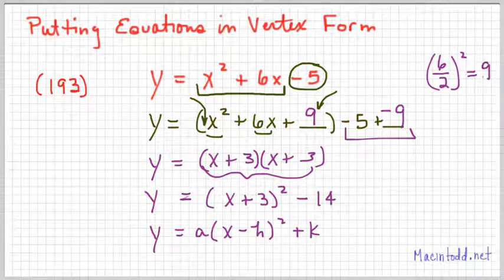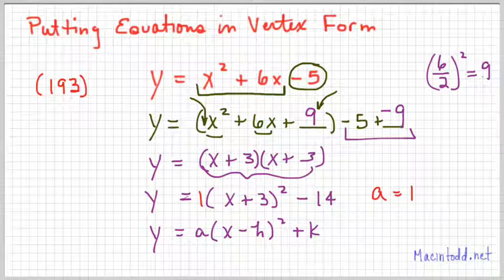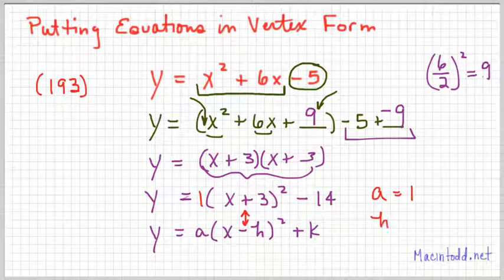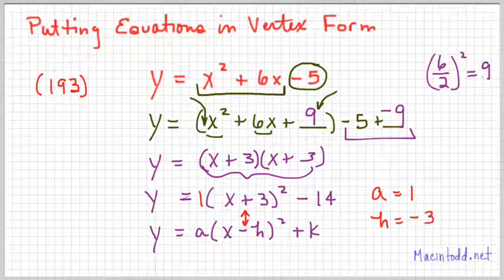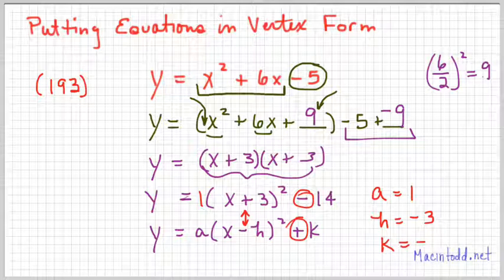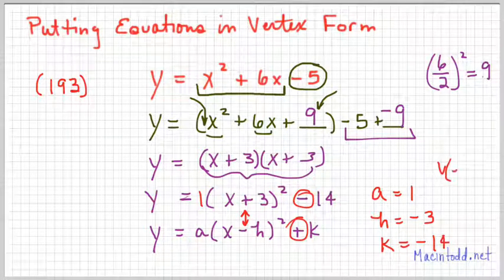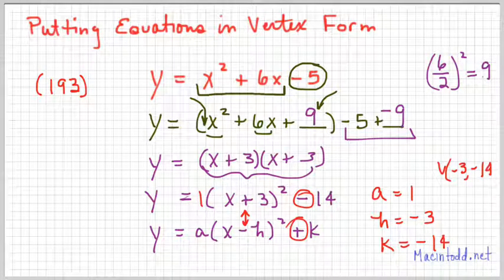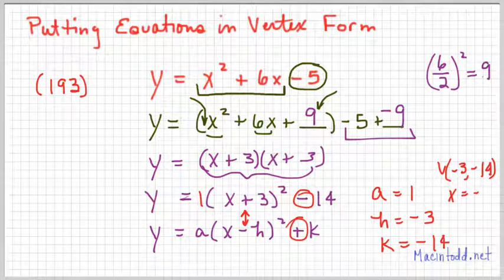Okay, and we can list those values. A in this problem now is 1. There's a 1 out there I can't see. Notice the difference in sign in the h area inside that perfect square. What that tells me is that h is negative 3. And out here I've got a difference in sign, so k must be negative 14. So my vertex is at (h, k), negative 3, negative 14. Axis of symmetry, x equals negative 3. And that problem's done.